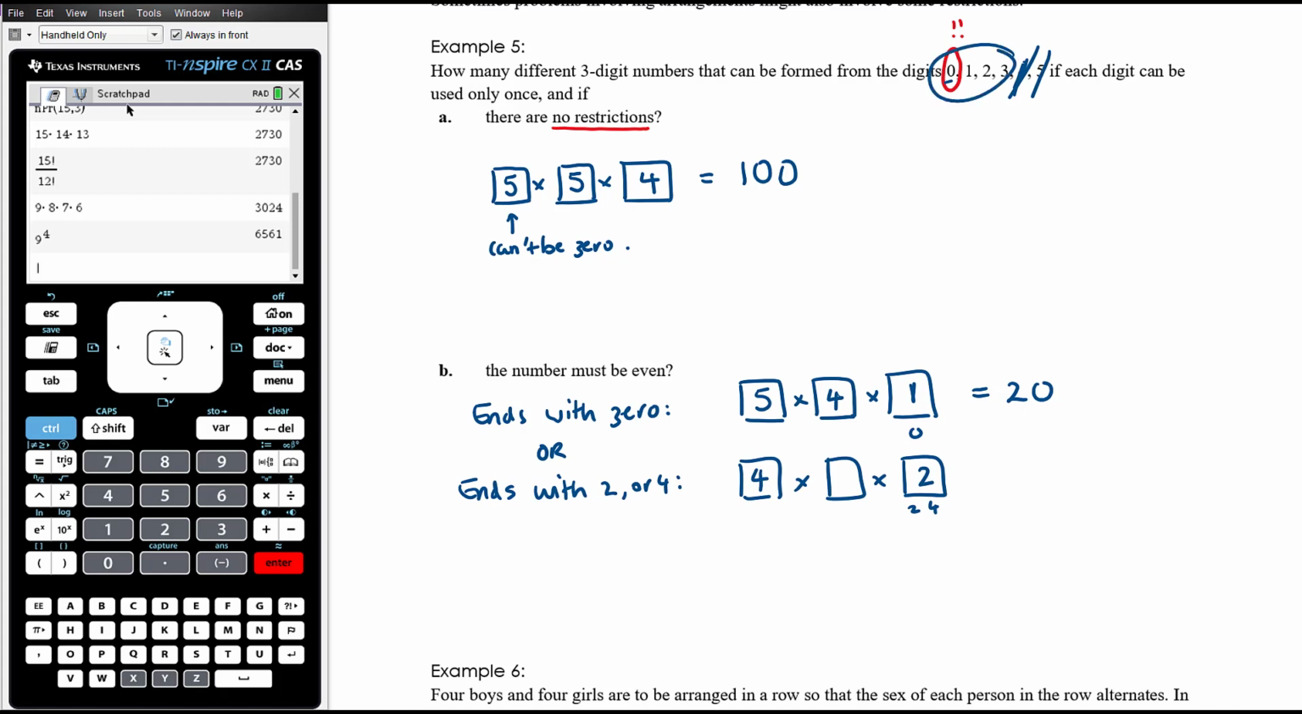We now have 4 remaining digits, any of which could go here. And so there are 4 options for here. So 4 times 4 is 16, and times 2 is 32 different options that end with a 2 or a 4. Now, we multiply here because we needed the first digit and the second digit and the third digit. But we could have a number that ends with 0 or a number that ends with 2 or 4. So we're going to add those together, and therefore there are 52 different numbers.